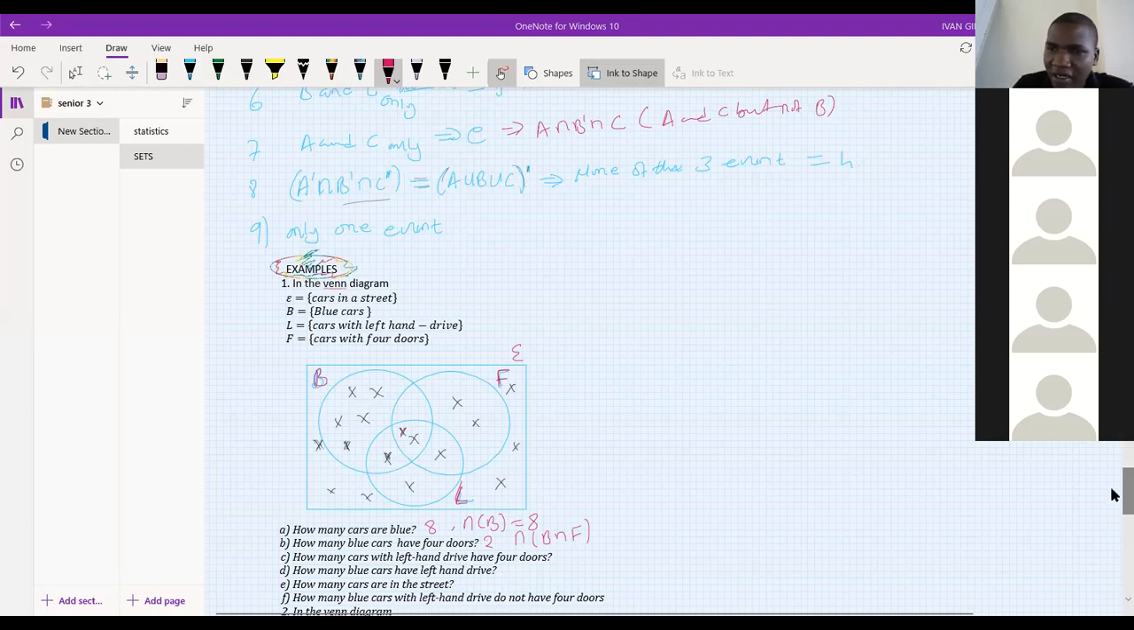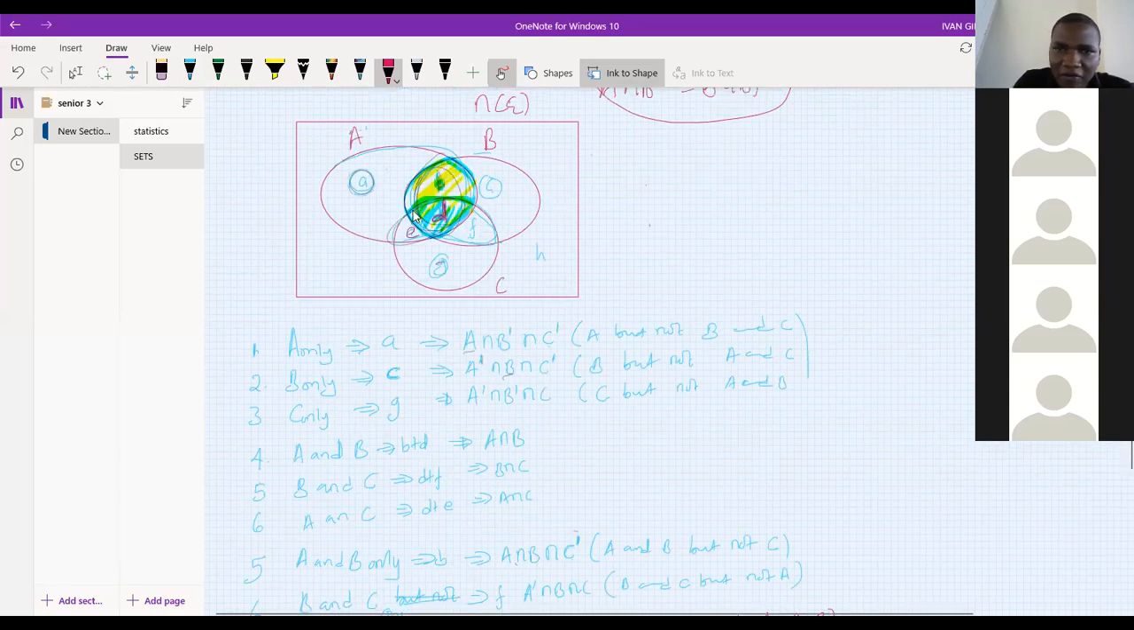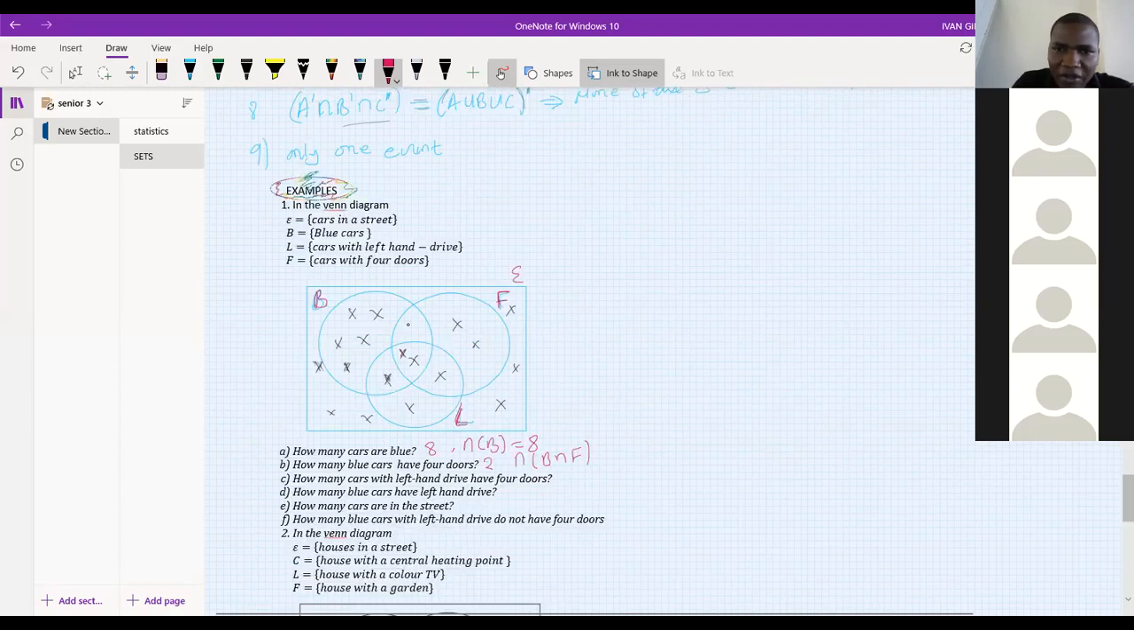So according to the Venn diagram that we looked at in the beginning, A intersection B is represented by the overlapping region of the circles. But when I come to this Venn diagram, what they're asking for is this area, the B intersection F. You notice that there are only 2 crosses in that section. That means that the number of blue cars that have 4 doors is only 2. That is, I think, understood. So this is equal to 2.